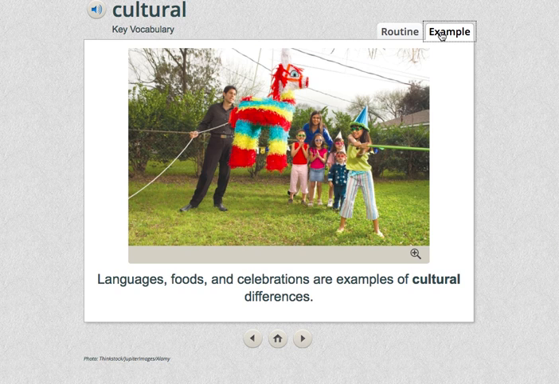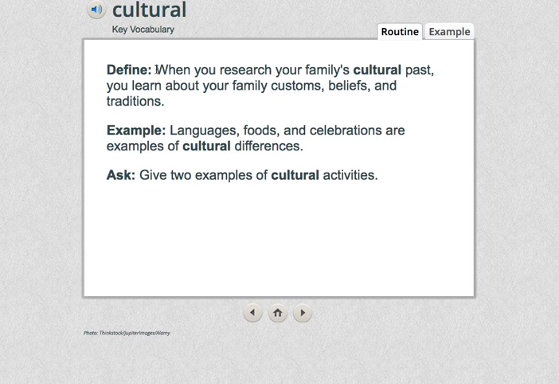So what would be 2 examples of cultural activities that you might do? I know that we have a Native American tribe north of us, and one of their cultural celebrations is to have a powwow. So be thinking about that. And here's your definition. When you research your family's cultural past, learn about your family's customs, beliefs, and traditions is cultural.